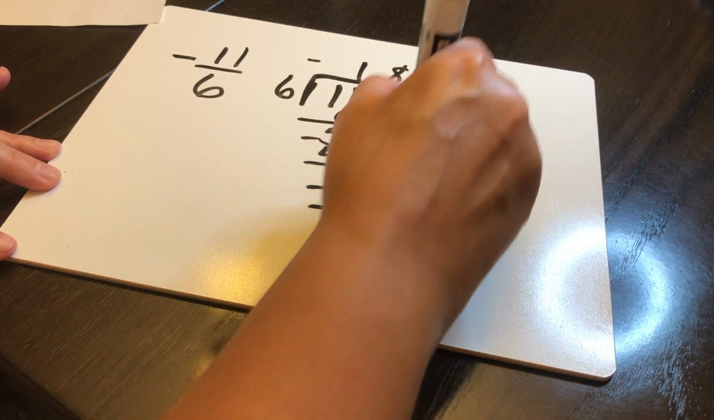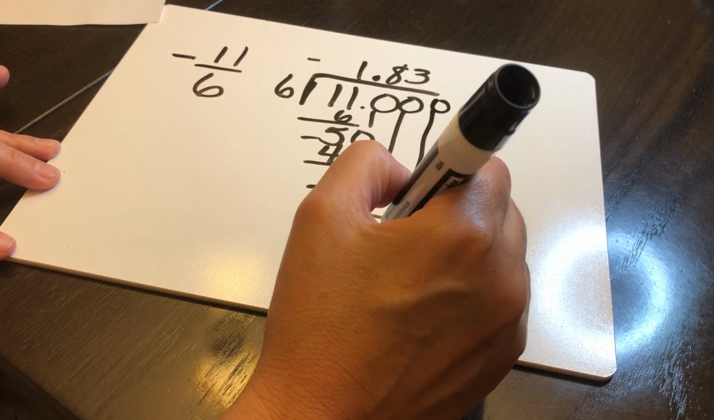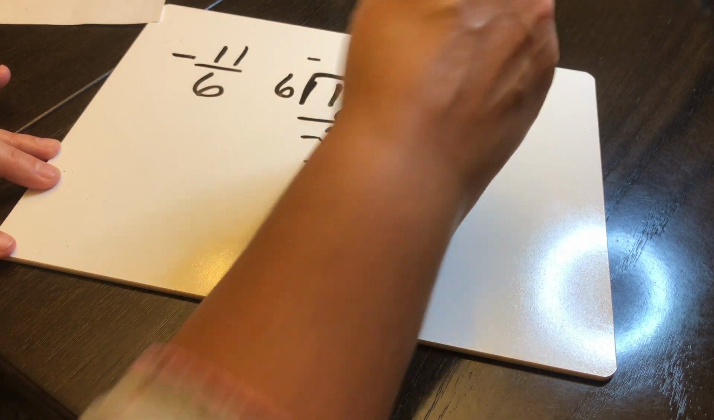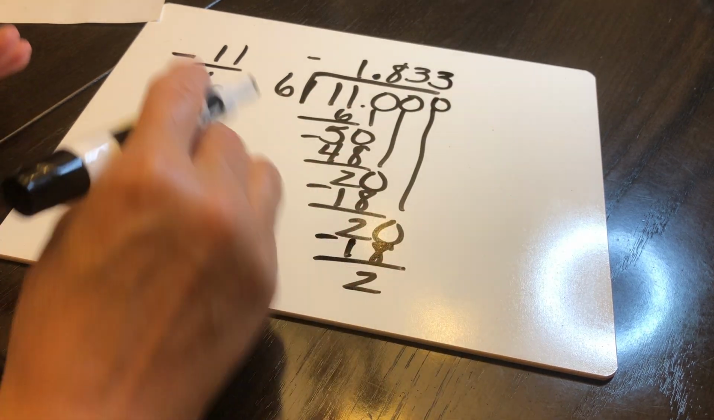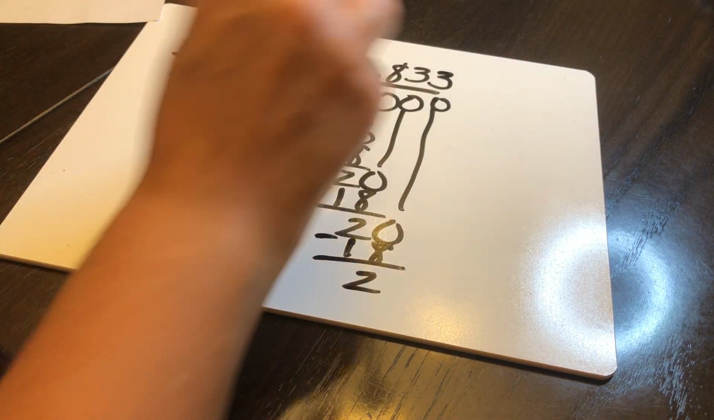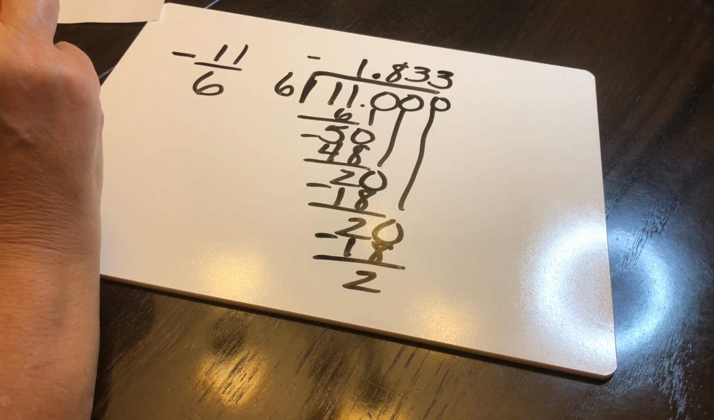Add another 0. 6 goes into 20 3 times again. I'm going to get 18 again. So I'm noticing this is not ending here. I'm noticing that this 3 is repeating.